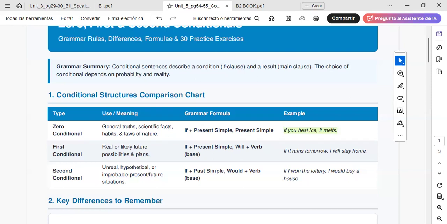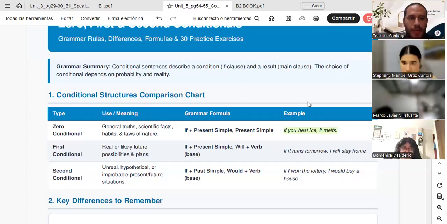So, before continuing, I would like to let you know something important. As I mentioned before, comma is mandatory. La coma es obligatoria, okay? But you have another possibility. You can start with the main clause and then the if clause. O sea, pueden invertir esto. Pueden empezar por la parte final, por el resultado, y después por la condición. Ya les voy a mostrar.